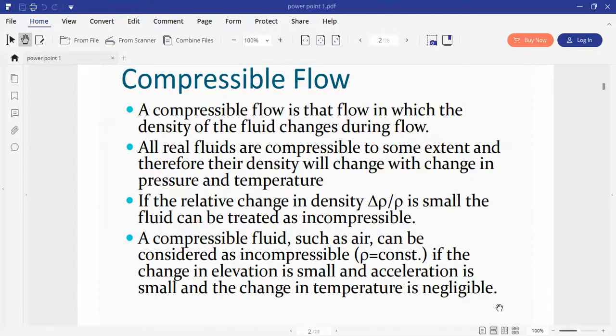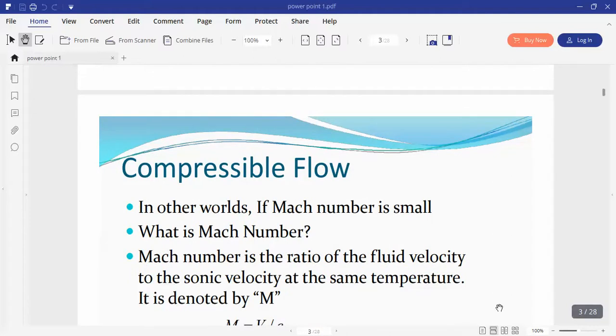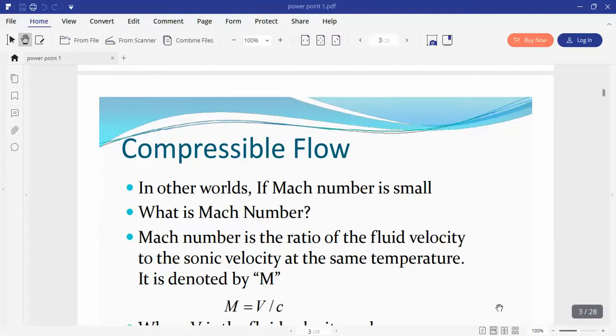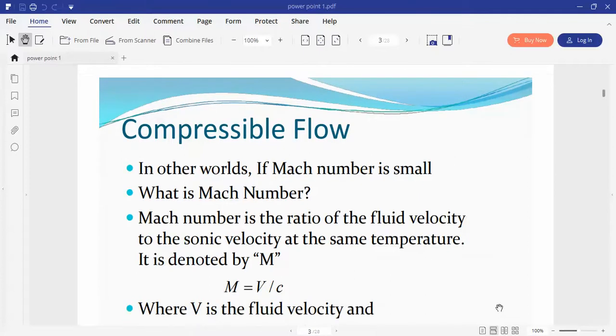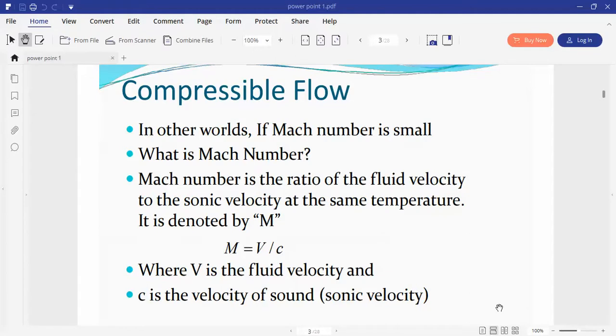It means rho equals constant if the change in elevation is small, the acceleration is small, and the change in temperature is negligible. In other words, if Mach number is small. What is Mach number? Mach number is the ratio of the fluid velocity to the sonic velocity at the same temperature. It is denoted by M. M equals V by C, where V is the fluid velocity and C is the velocity of sound, the sonic velocity.